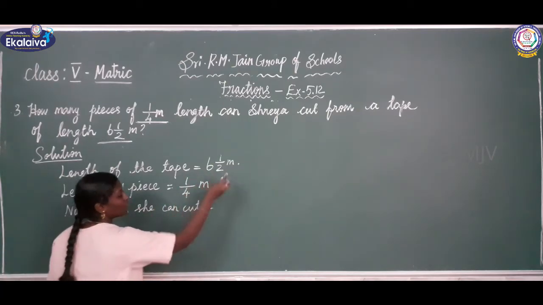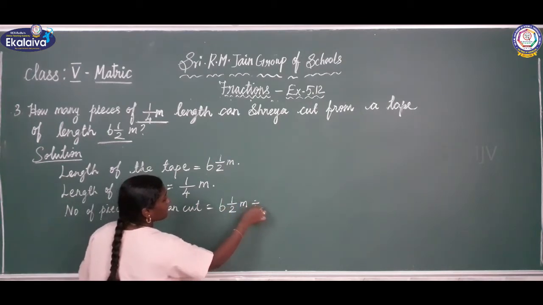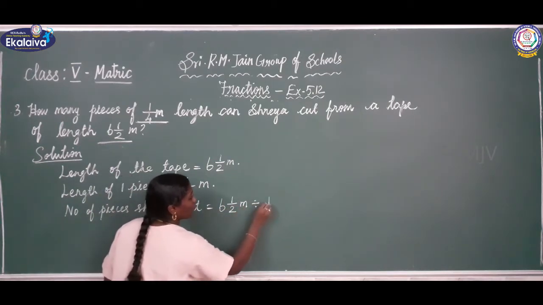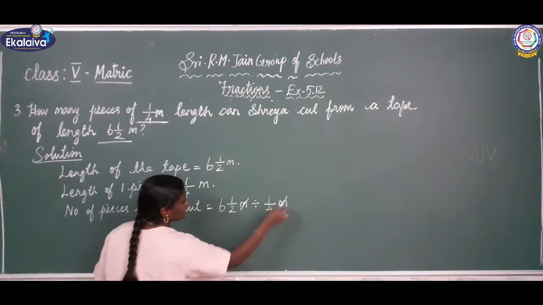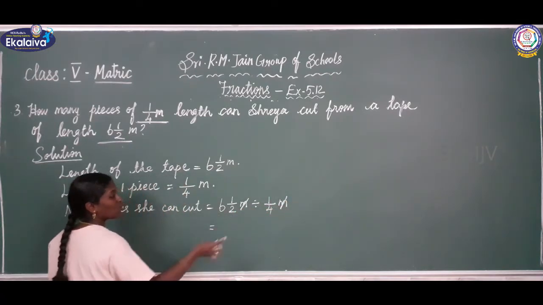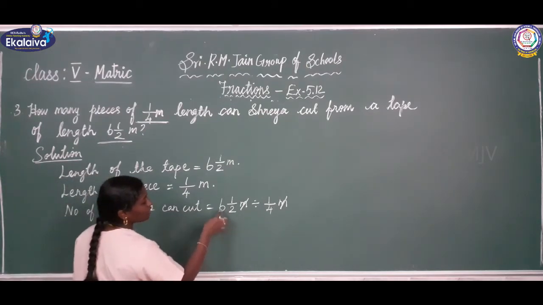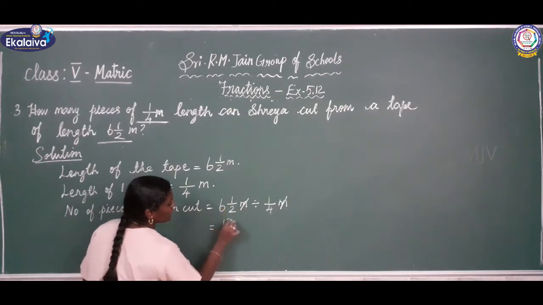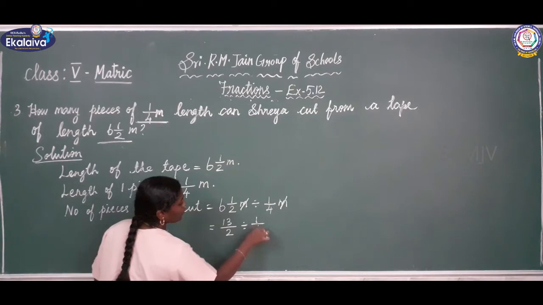For that we have to divide the length of the tape by the length of one piece. So 6 1 by 2 meter divided by 1 by 4 meter. So meter cancel. Here 6 1 by 2 is a mixed fraction, we have to convert it into improper. So 6 into 2, 6 2s are 12, 12 plus 1, 13. 13 by 2 divided by 1 by 4.